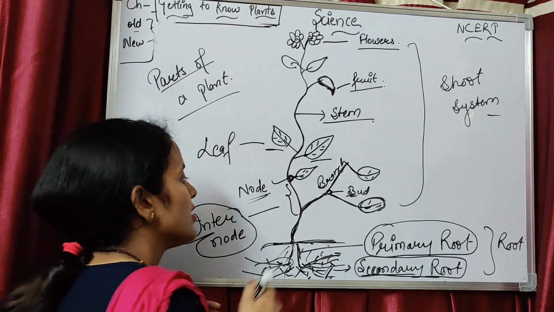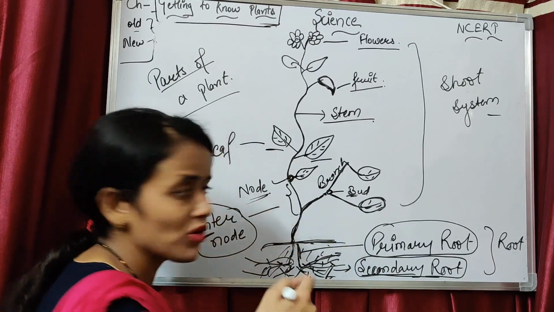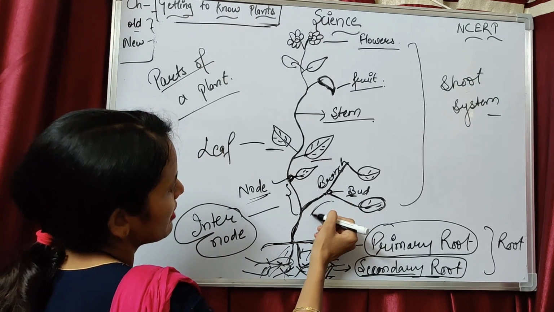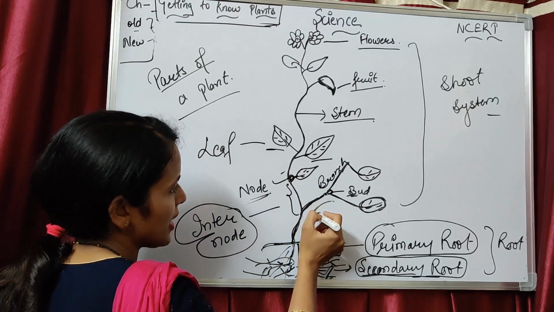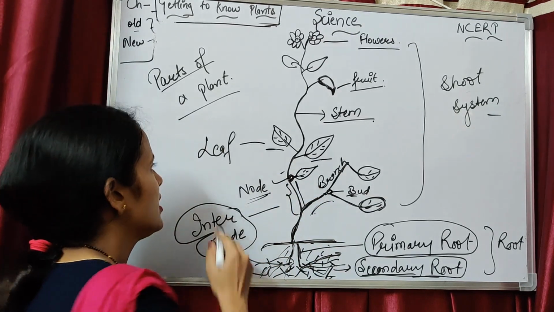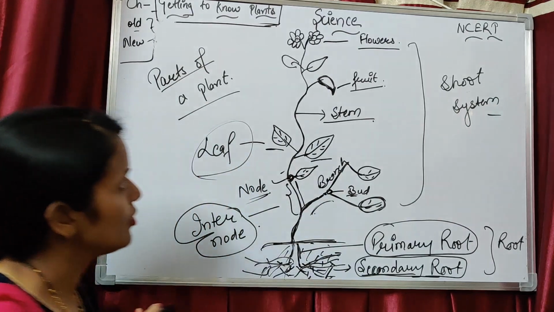The branch where you can say parts away from the plant, new branch. This is the new branch. Between the new node and new branch, the part between node and branch is known as internode. Okay, clear to all of you?